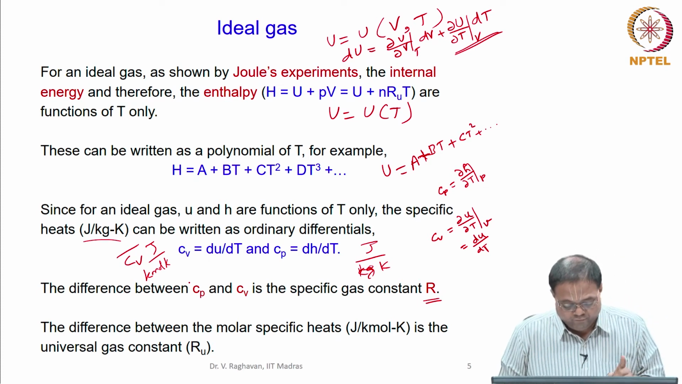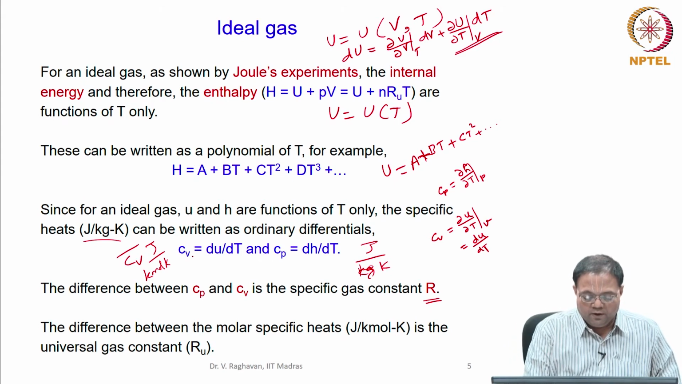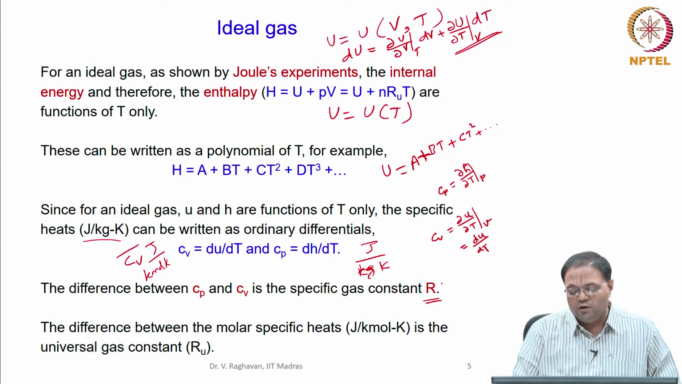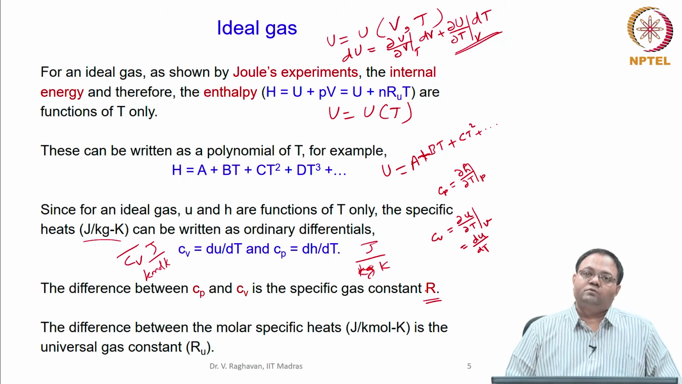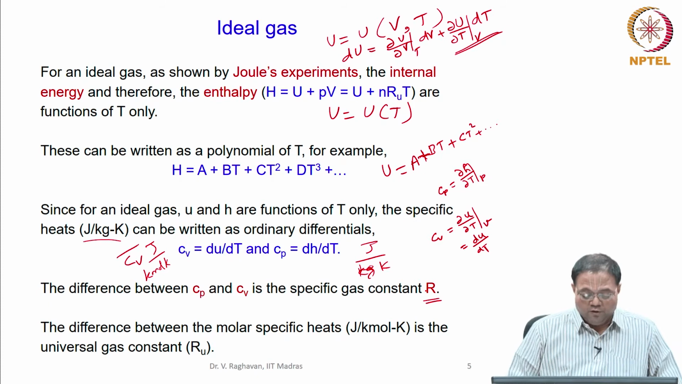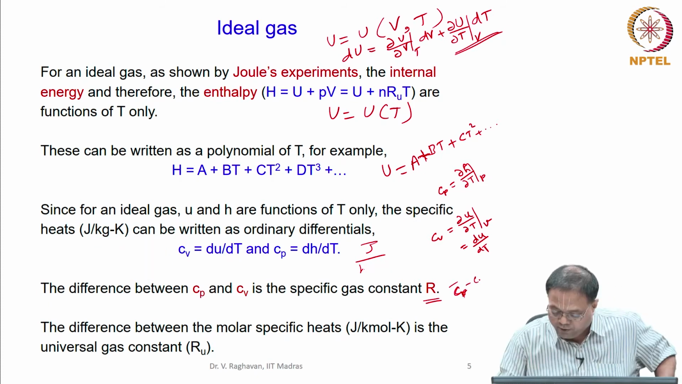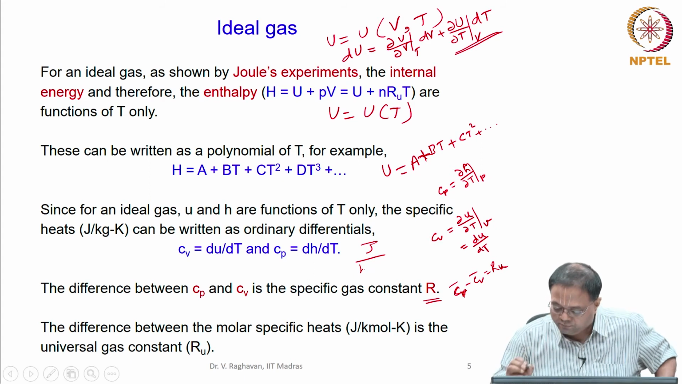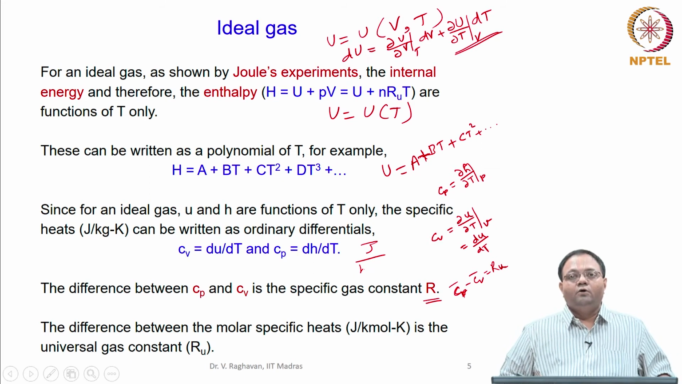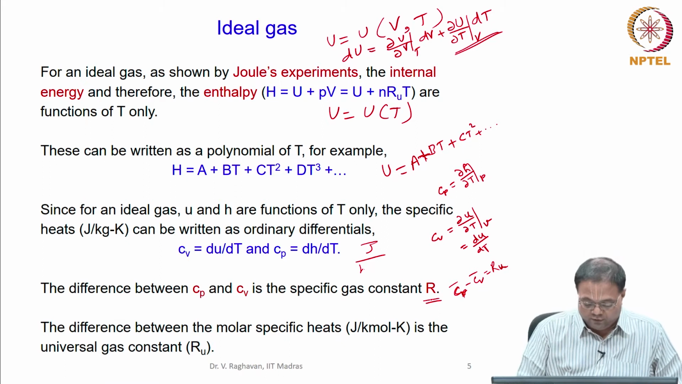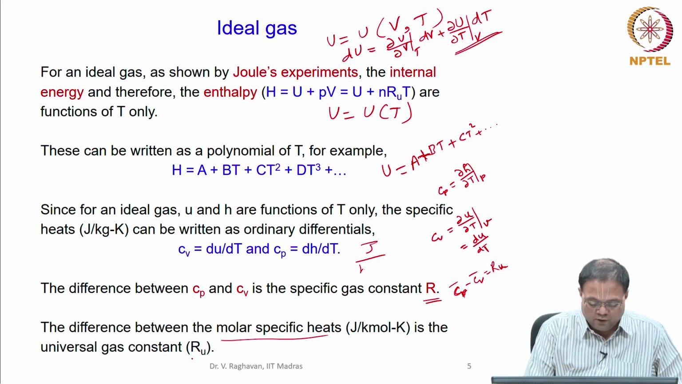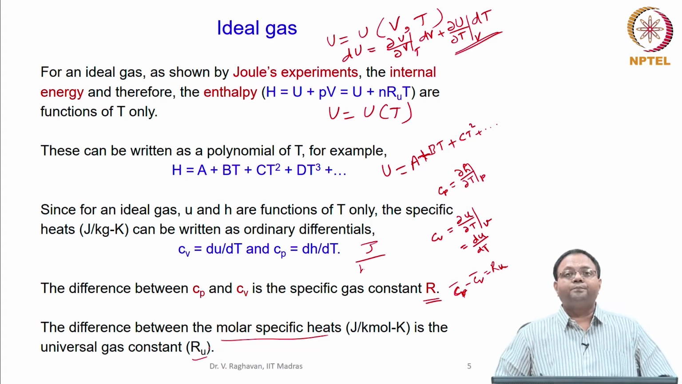Now, when you subtract Cv from Cp, Cp minus Cv will be equal to the specific gas constant, because it is written on a mass basis. If you do Cp bar minus Cv bar, you get Ru. So, this is the molar basis. This is the way you write. The difference between the molar specific heats will give you the universal gas constant.